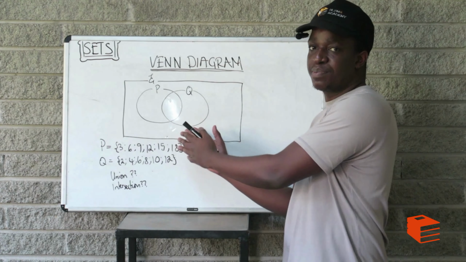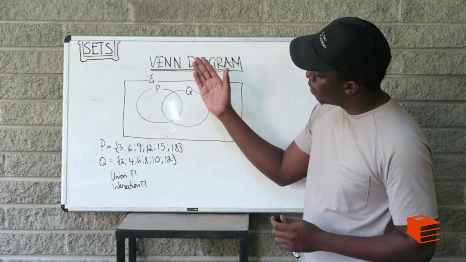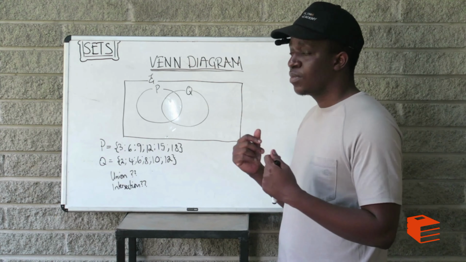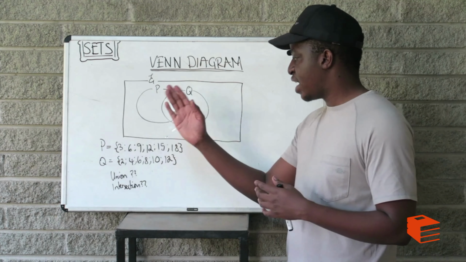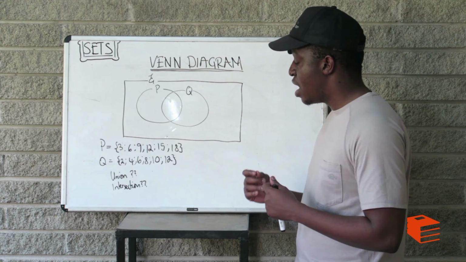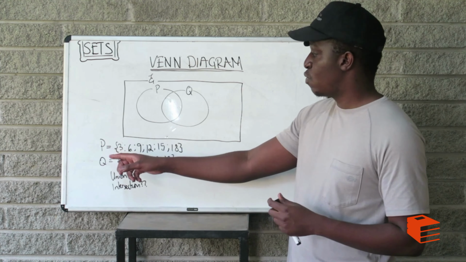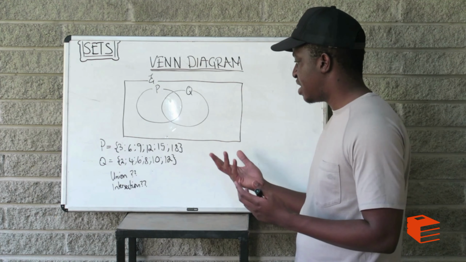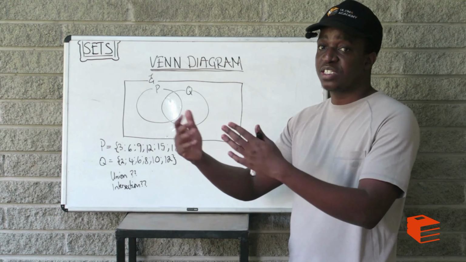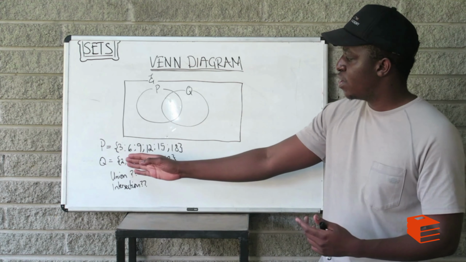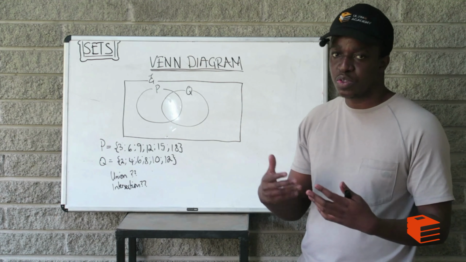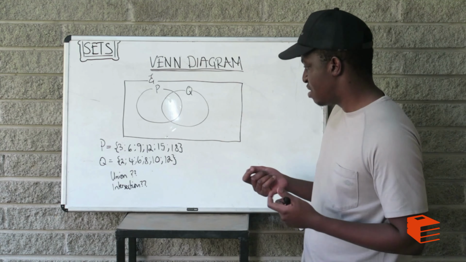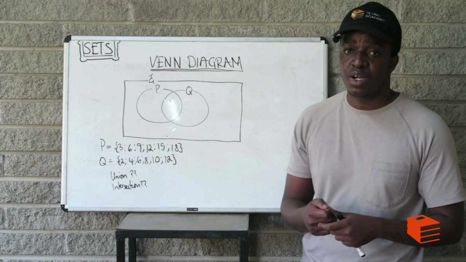And within it, we have subsets P and Q. P and Q have an overlap, and I'm going to explain where that overlap is coming from in a minute. Over there we have P, and over there we have Q. In P, we have 3, 6, 9, 12, 15, and 18. That is just a set of multiples of 3 until you get to 18. And in Q, we have 2, 4, 6, 8, 10, and 12, which is just even numbers, multiples of 2 until we get to 12. So pretty much the first 6 multiples of 2 and the first 6 multiples of 3.